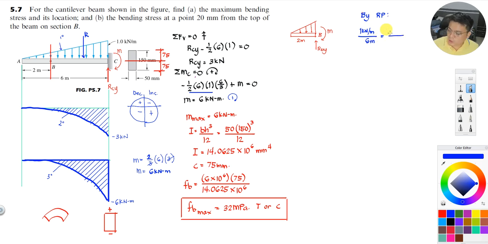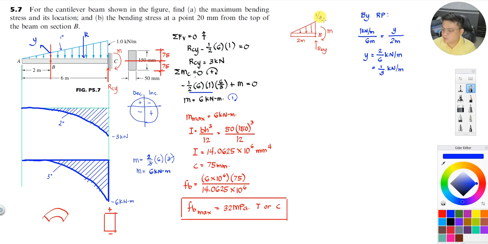So, I can have as 1 kilonewton per meter in the length of 6 meters is equals to, hindi natin alam, Y kilonewton, in the 2 meters span. So, you can have it, the Y is equals to 2 all over 6. Again, this is in kilonewton per meter, or that's equals to 1/3 kilonewton per meter.